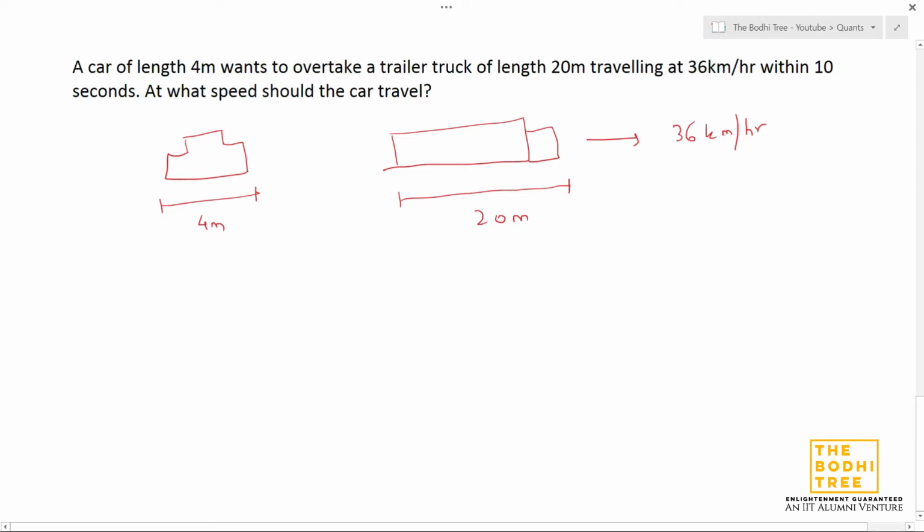It wants to overtake this trailer within 10 seconds. So what speed should the car travel? It's a simple, normal relative speed question. Let's say x kilometers per hour.